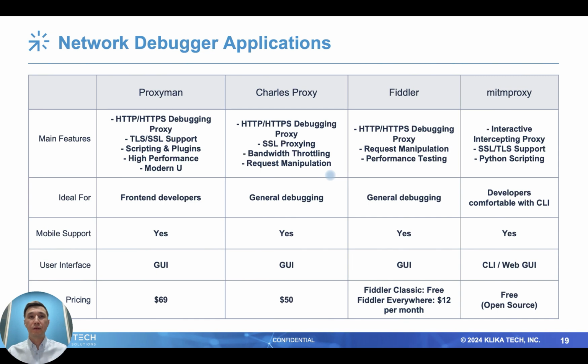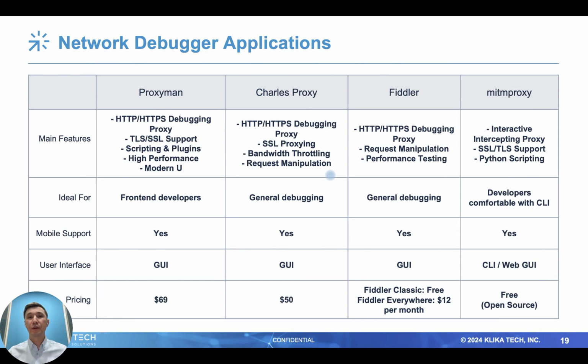And in my opinion, there are 4 most popular network debugger applications. The first one is Proxyman, then Charles Proxy, Fiddler, and Mitmproxy. Most of them share similar main features. But in my opinion, Proxyman is probably the most suited for front-end developers. I'll explain later why. Charles Proxy and Fiddler are mostly used for general debugging. And if I'm not mistaken, QA mostly likes Fiddler Everywhere. And Mitmproxy is mostly for developers who are comfortable with CLI.